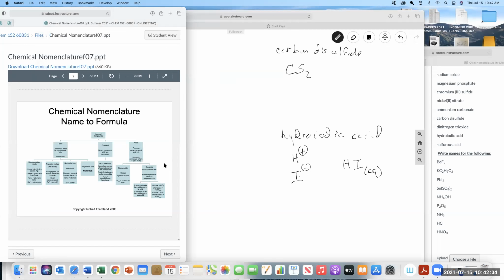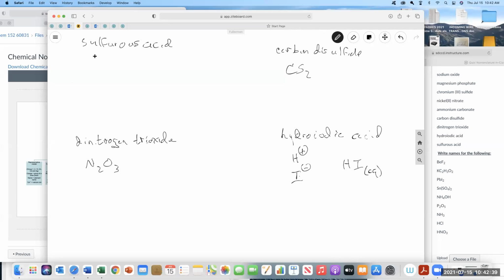It is not a binary acid because it doesn't begin with hydro. So it's going to be H. And then the way to figure out the other ion, this is where it says it in the little box. If the ion ends in ate, the acid will be ic acid. If the ion ends in ite, the acid will be the us acid. All right, so this is us. So sulfurous would be from sulfite.